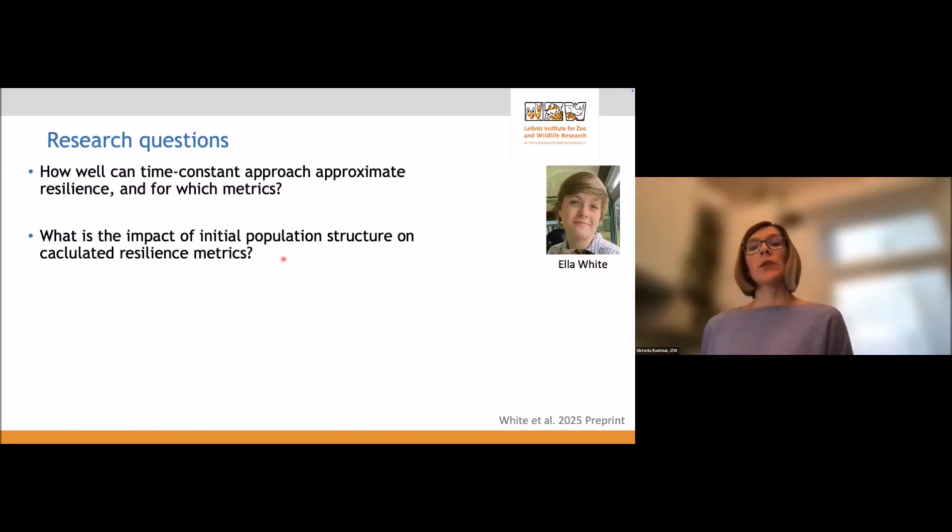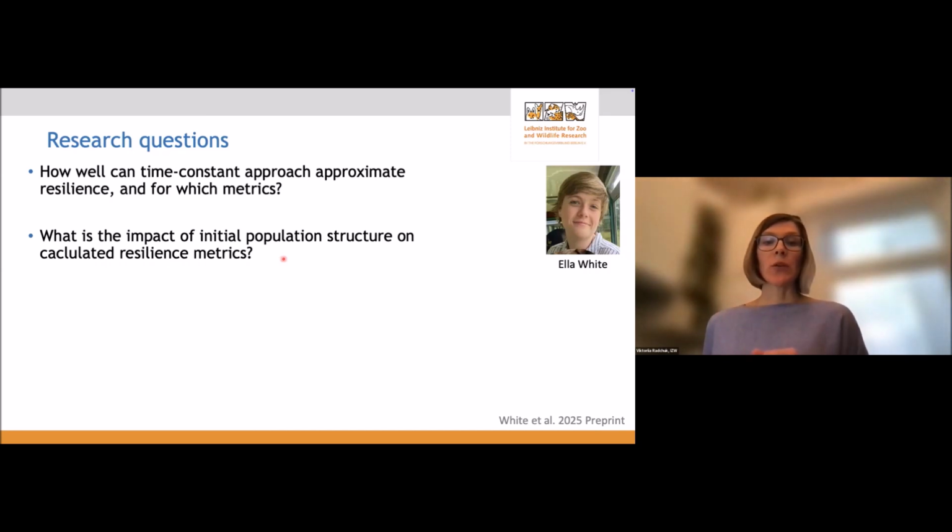So we used these two long-term studies on hyenas to address two research questions. First, how well can the time constant approach approximate resilience and for which metrics? And second, what is the impact of initial population structure on calculated resilience metrics? And this work was conducted by Ella White, a PhD within Wilder. So I'll try to explain her work as best I can.